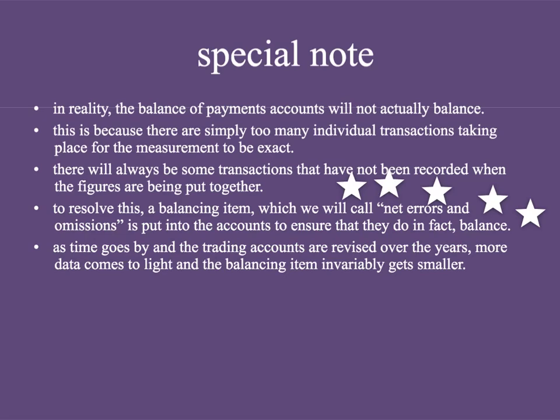The logic is there, but the numbers aren't. And so economists just go, hey, look, we just don't have all the information. There are too many transactions. They can't all have been recorded, but really they do balance out. But as time goes by and trading accounts are reviewed over the years, more data comes to light and the balancing items invariably get smaller. Yeah, but they don't actually work.